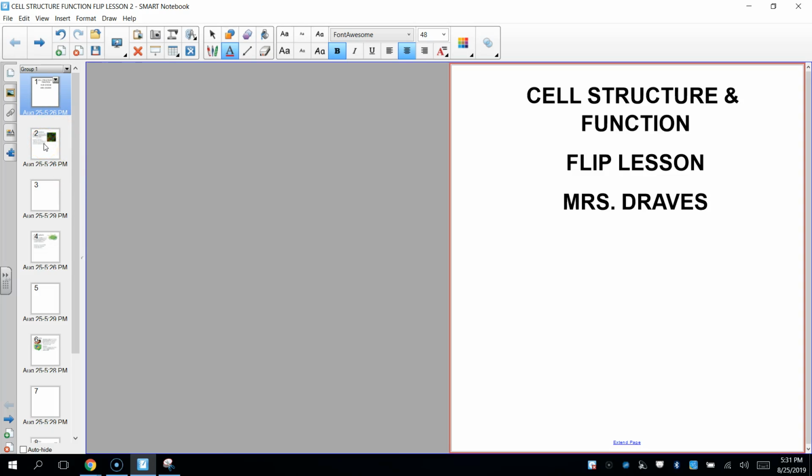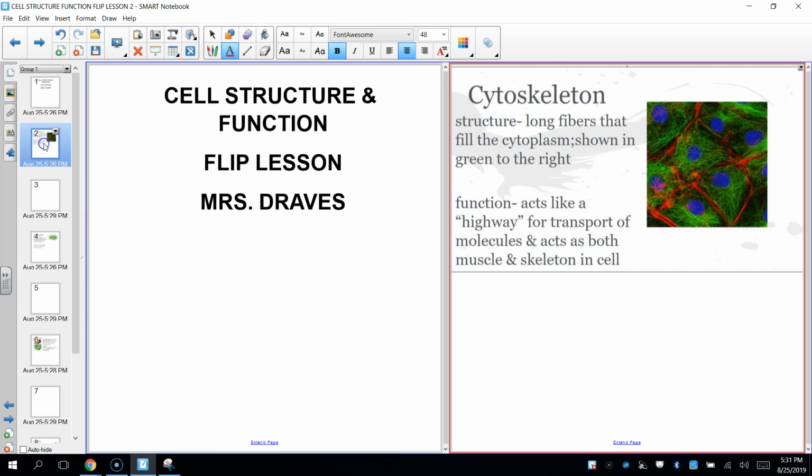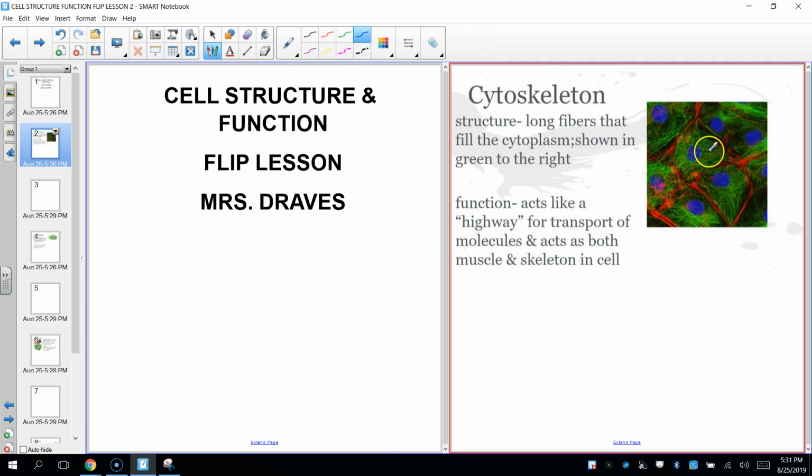All right, I'm here to talk about some more organelles. The first one that I would like to talk about is a structure found in cells called the cytoskeleton, and it looks like this. As you can see here, this green fibrous network that you see, that's neon green, that's the cytoskeleton, and I want you to think of the cytoskeleton as kind of like a cellular highway.